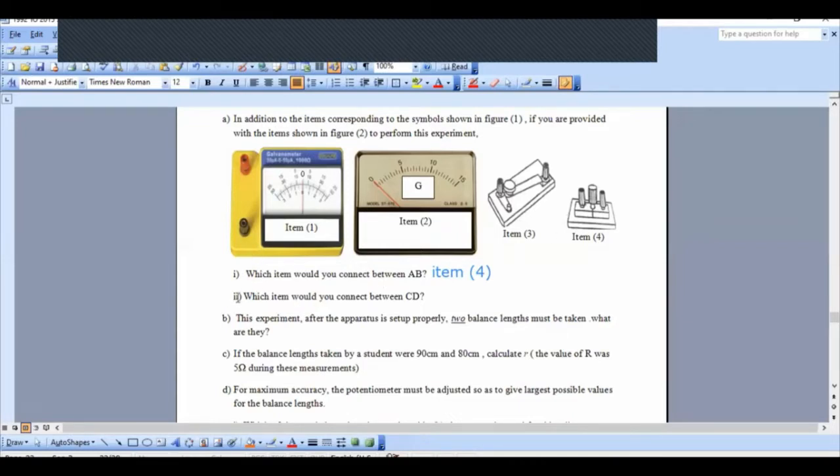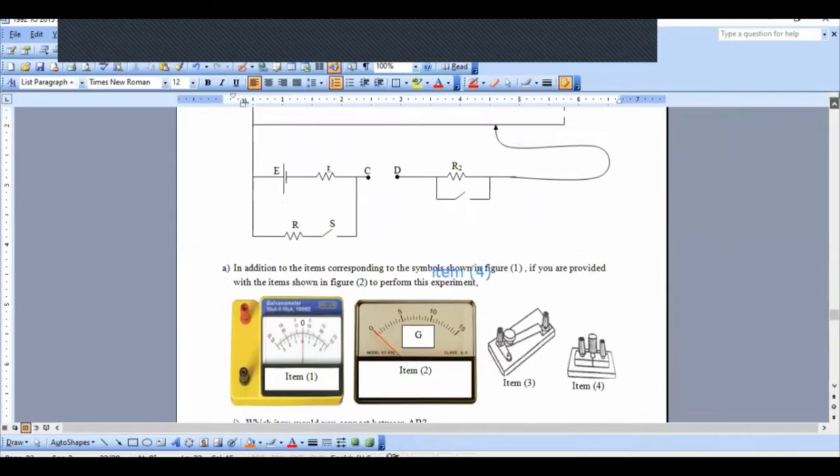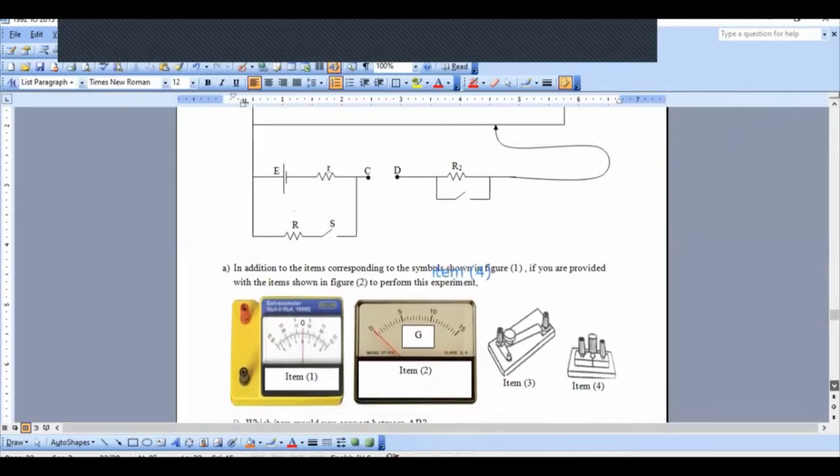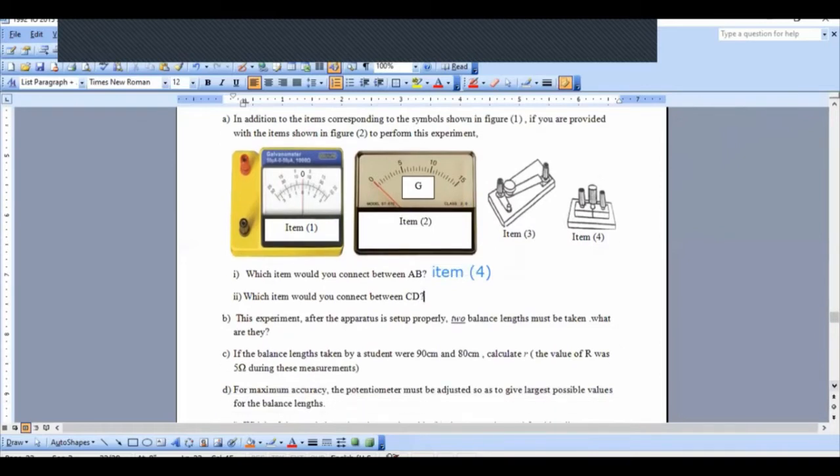Then Roman number 2, which item would you connect in between C and D? In between C and D, we should connect the center zero galvanometer. Right. So there are 2 galvanometers. Which galvanometer is the center zero galvanometer? Somebody please tell me, dear.